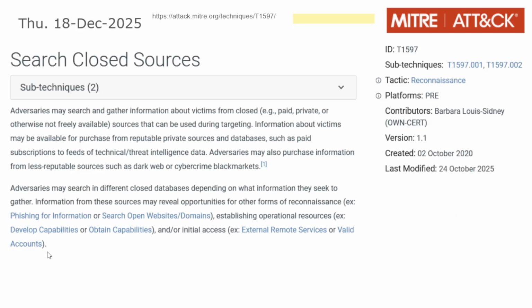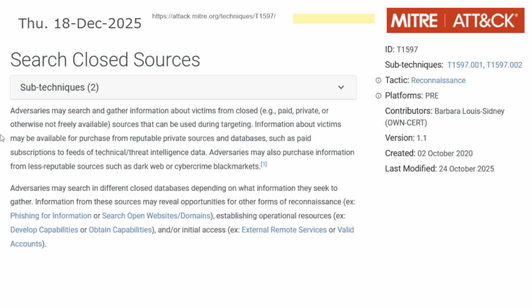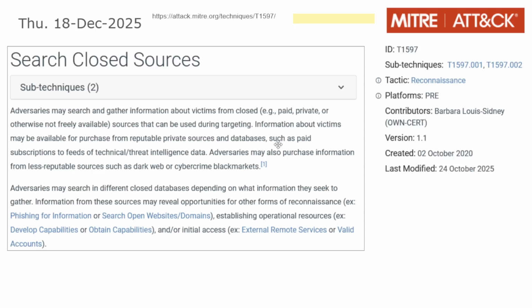So let's see what closed sources is all about. Adversaries may search and gather information about victims from closed sources, paid, private, or otherwise not freely available. Yeah, so if you have to buy a subscription, let's say, that's a paid source. Sources that can be used during targeting. Information about victims may be available for purchase from reputable private sources and databases, such as paid subscriptions to feeds or technical threat intelligence data.